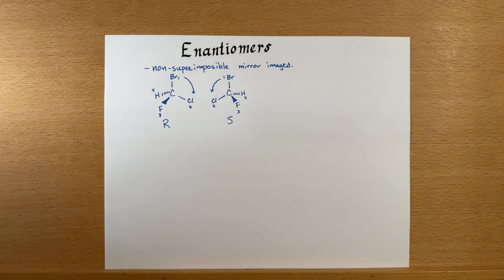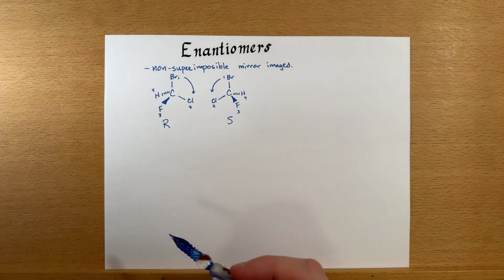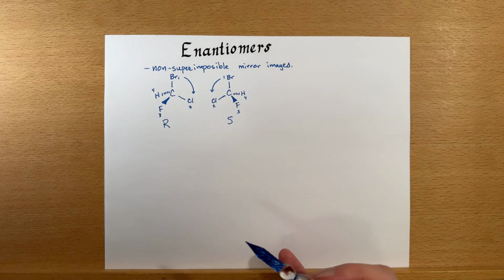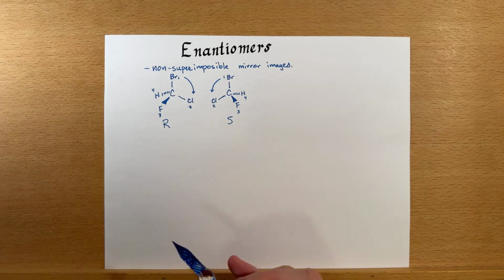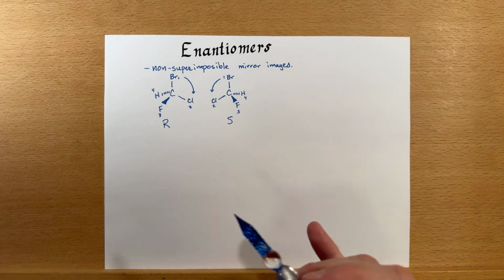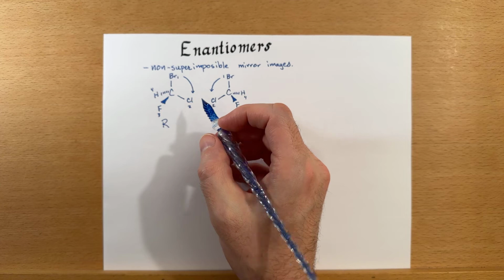Let's draw some more molecules and we'll check to see if they are enantiomers. So we'll draw some mirror images and then we'll make a model of them and then check, see if we can superimpose them.